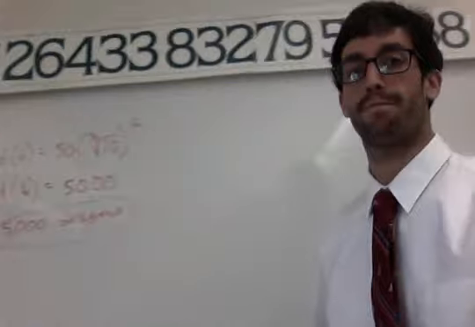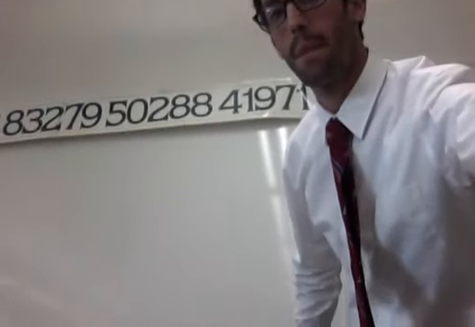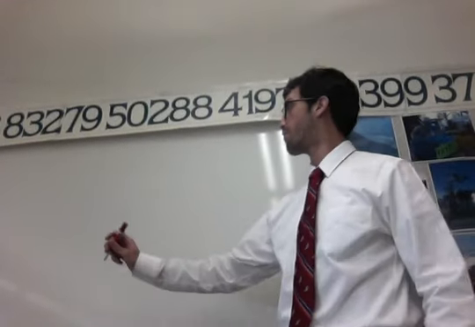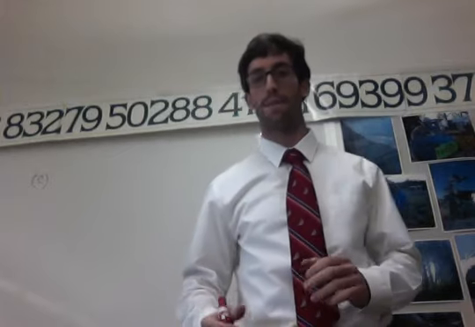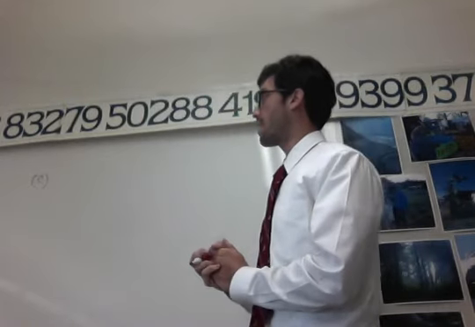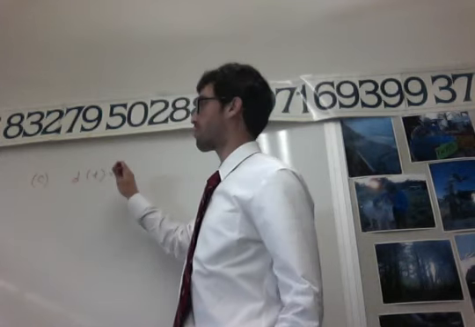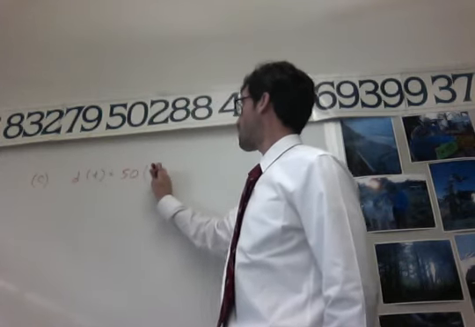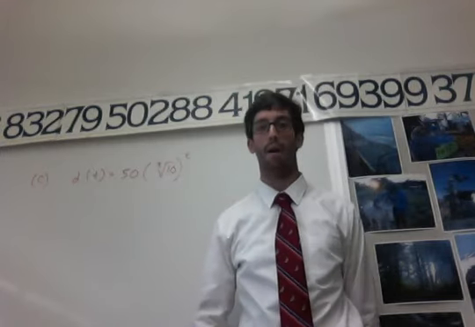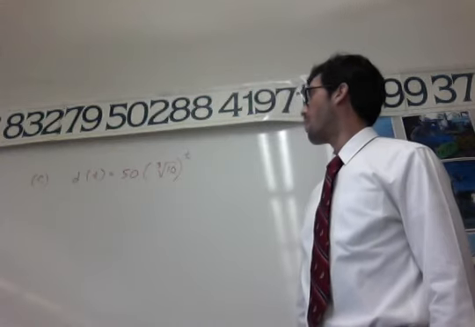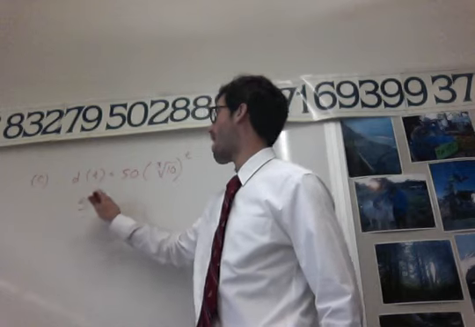For part C, we're going to use the same equation, d of t equals, I'll just rewrite it over here, 50 times the cube root of 10 to the tth power. And now we're just going to solve for t, given the number of dragons. D of t is 5.